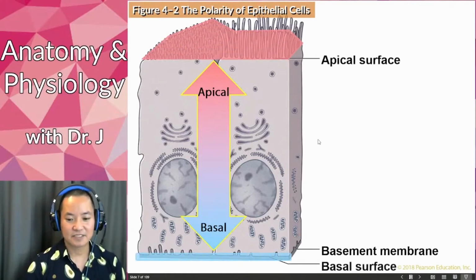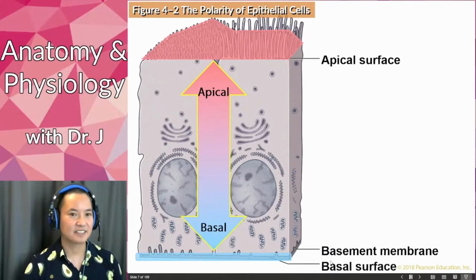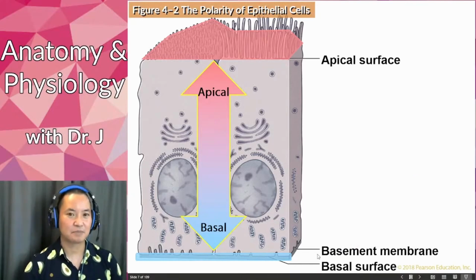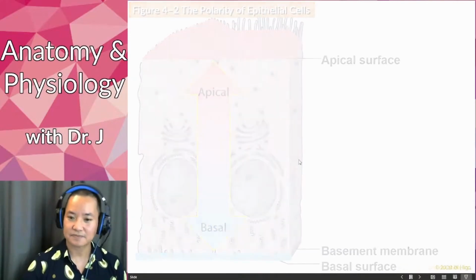And basal surface. So notice that this basal surface is attached to a basement membrane. So this forms like a foundation of a sheet of these epithelial cells. So again, when you think epithelial, you think layers, like a sheet of something. So this sheet of cells is anchored to this basement membrane. So the part that touches this basement membrane, that's the basal surface. Just like the base of any building, it's the bottom part of a building, right? So that's what we mean by basal.